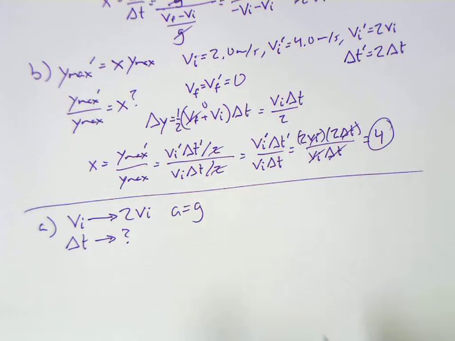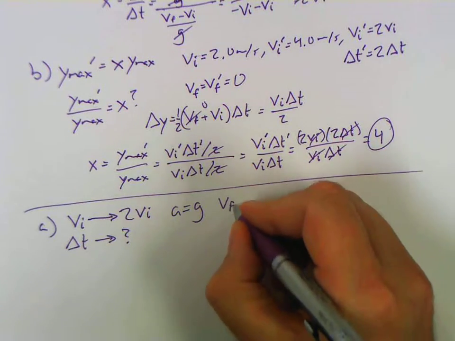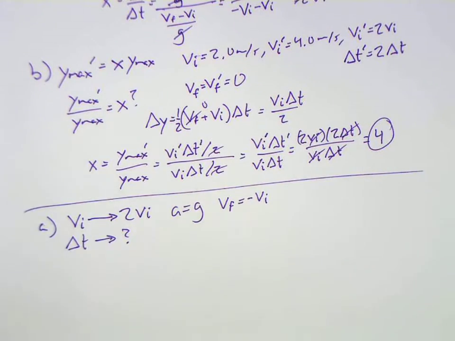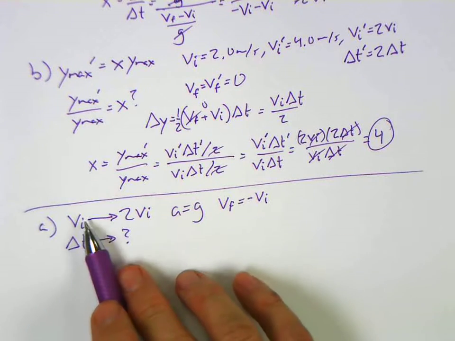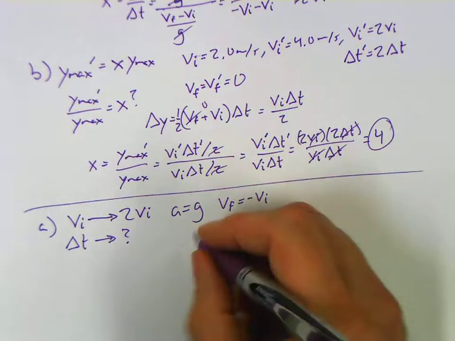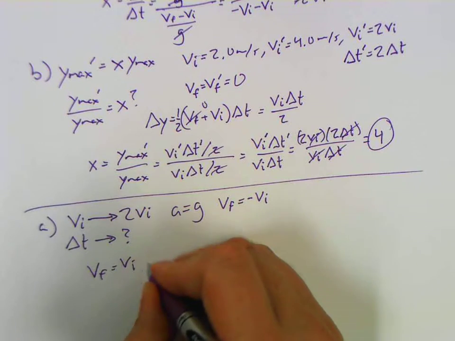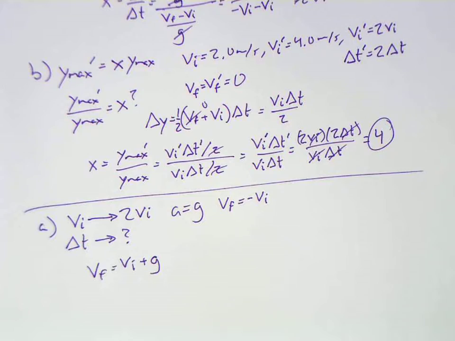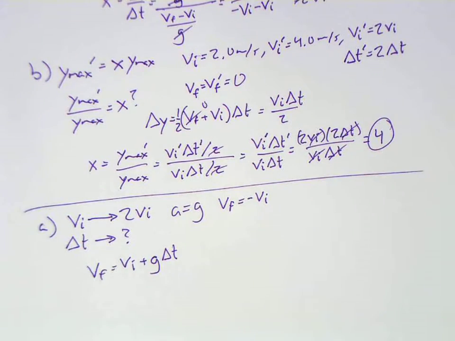Sure we do. This is an up and down problem, which means v final is equal to negative of v initial. So now we're going to combine a statement that deals with v initial, acceleration, v final, and delta t. That's vvat. So we have v final equals v initial plus the acceleration, which in this case, because it's up and down, is g, multiplied by our time interval.